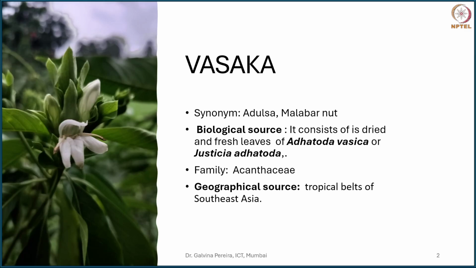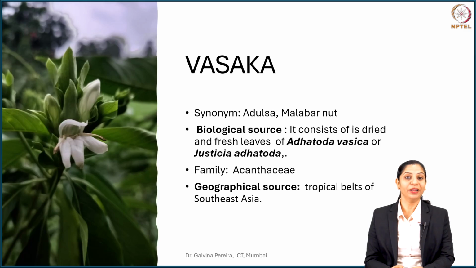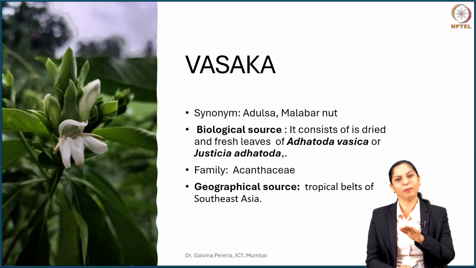So let's start standardization of herbs with suitable examples. In this particular session, we'll be doing standardization of Vasaka using UV-Vis spectroscopic method as well as chromatographic method. So Vasaka, as you know, often referred to as your Adulsa or a Malabar nut, is actually a leaf based drug. So we pick the leaf from the plant called Adhatoda vasica or often Justicia adhatoda, which belongs to the Acanthaceae family.